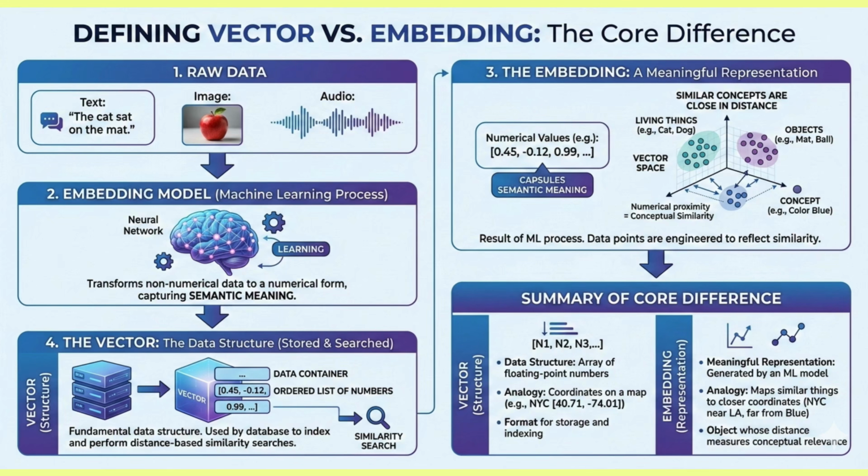So think of it as a process. First, we have raw data, like "the cat sat on the mat." We give it to an embedding model. We eventually get embeddings, which are basically the resulting list of numbers that capture the meaning. And finally, we have our vector, the structure where the embedding is stored and searched in the database.